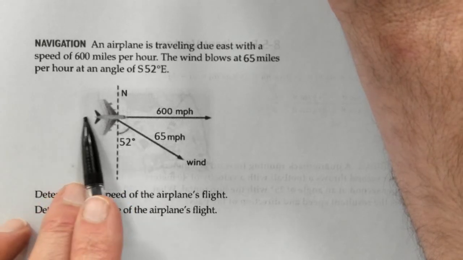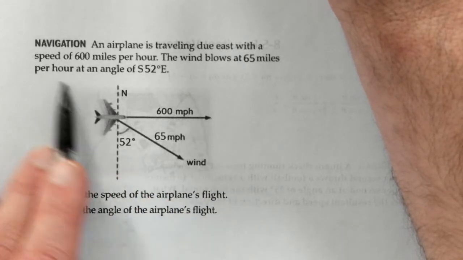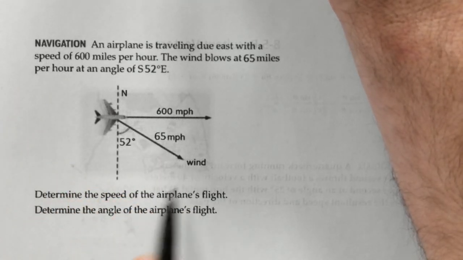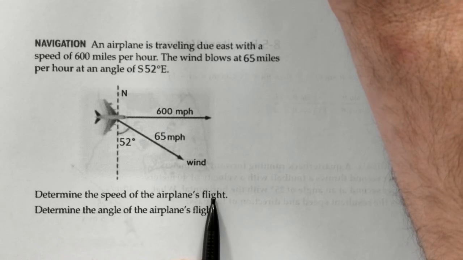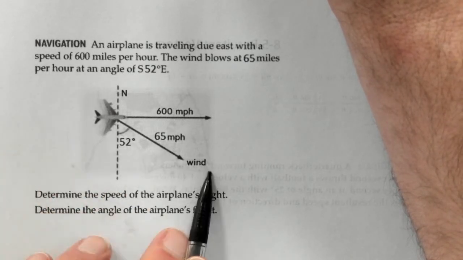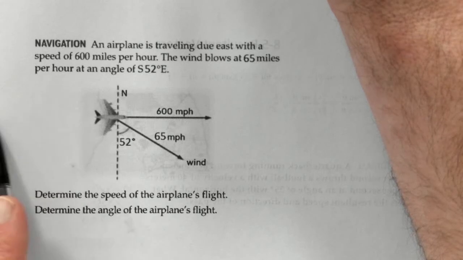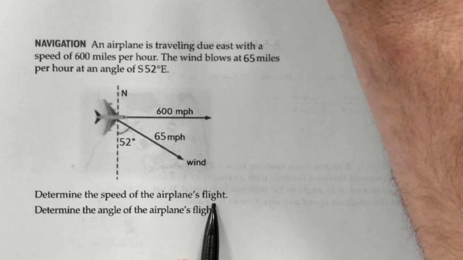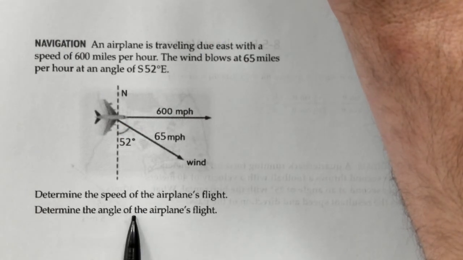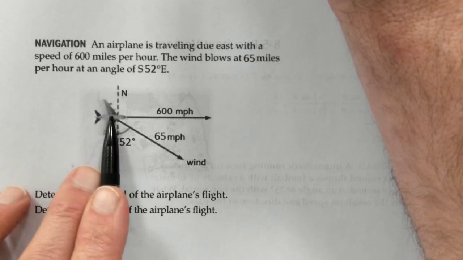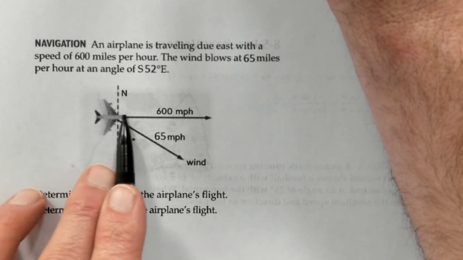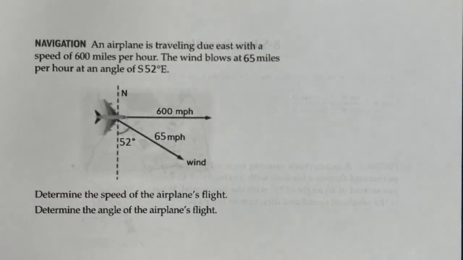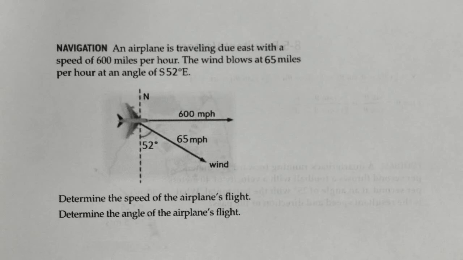All right. So it's going 600 miles an hour, traveling this way, but the wind is blowing this way at 65 miles an hour. So the question is, what's the speed of the airplane's flight? Because it's going to get a little bit of a boost from this. The wind's not exactly behind it, but it's still going to boost it a little bit with 65 miles an hour pressing onto the plane there, and determine the angle of the airplane's flight. So it is going to push it off at an angle a little bit. It's not going to be going due east anymore. It's going to be traveling a little bit off because of the wind speed.